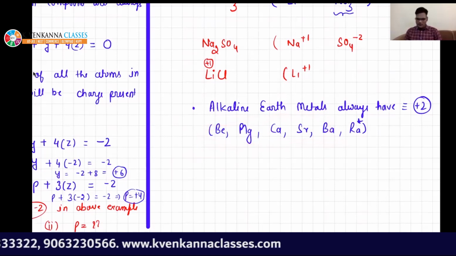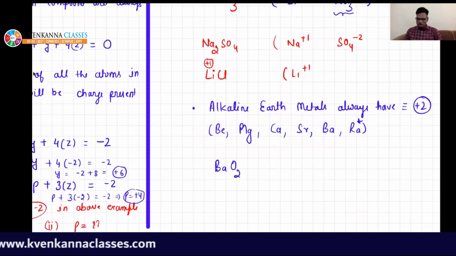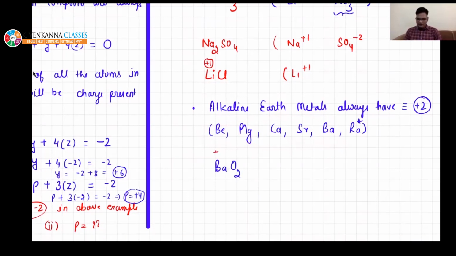If you see these elements in any compound, they will always have +2. For example, BaO2. In this case, barium will have +2 without any exception. You do not worry about oxygen. If you see barium in any compound, recall that it belongs to the alkaline earth metals, and then it will always have +2. Is that okay, beta?